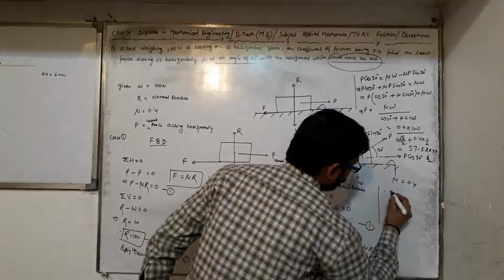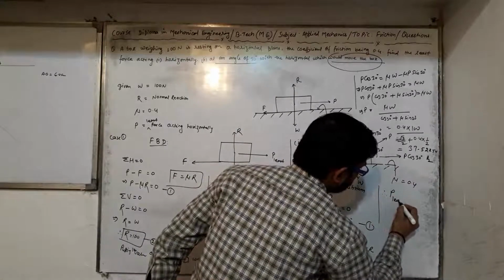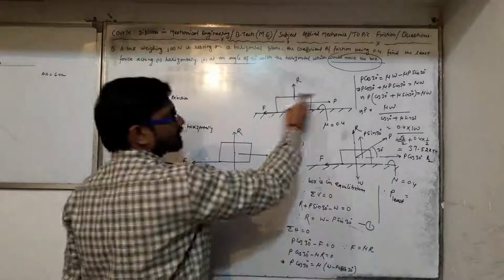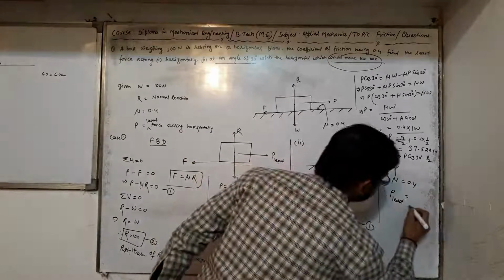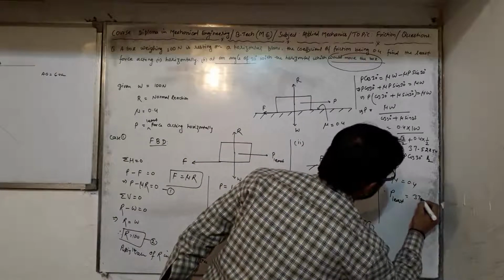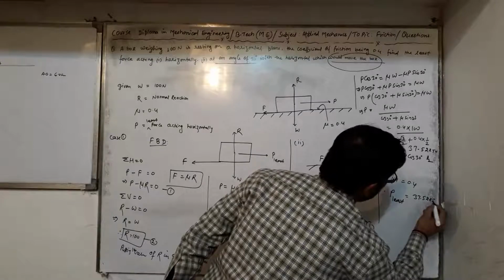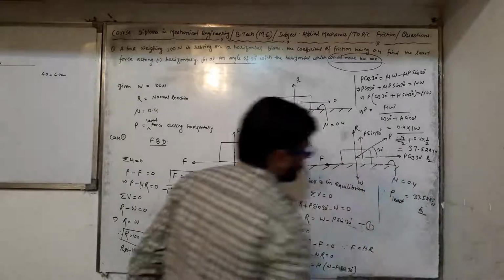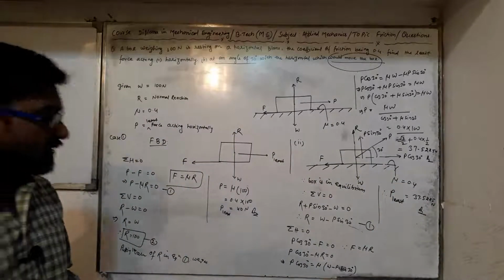Hence, P minimum, or the least force required so that the body is about to move, is 37.5225 Newton.